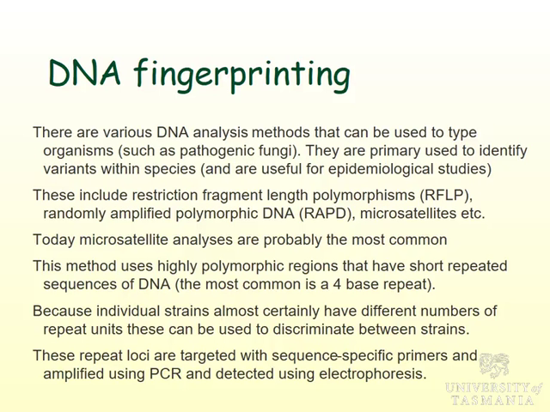So we can use DNA fingerprinting. Now this is a method particularly used for organisms like fungi, some fungi, where they can look at variants within species. That's particularly useful if you're doing, say, epidemiological studies. So maybe rather than detecting the presence of a pathogen, you want to detect strains of the pathogen.